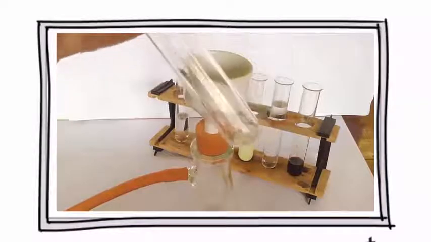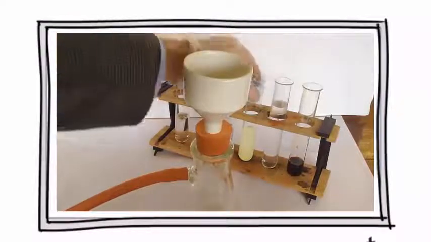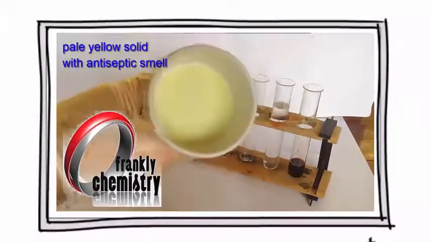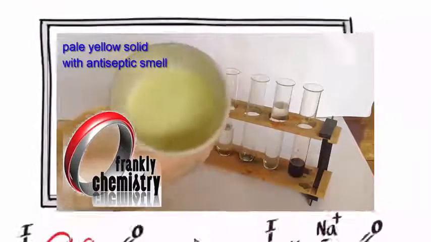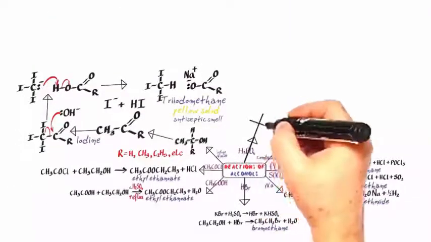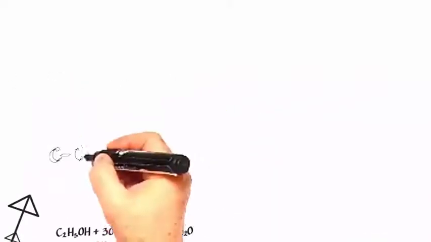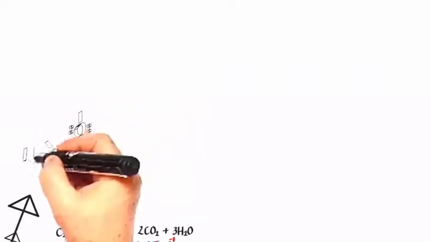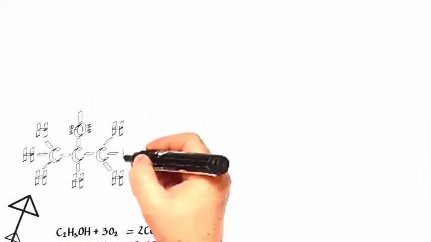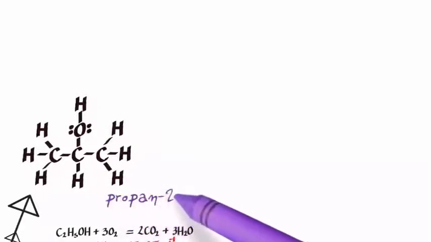You can see I haven't made a great job of that. There's still some solid left behind, some of the triiodomethane left behind there. And there it is on the filter paper. That brings us then to the final reaction of alcohols that I'm looking at here. Dehydration using the catalyst phosphoric acid. Let me take a brief look at the steps in this reaction. I'm using propan-2-ol as my example of an alcohol. You can see the OH group is on carbon 2.